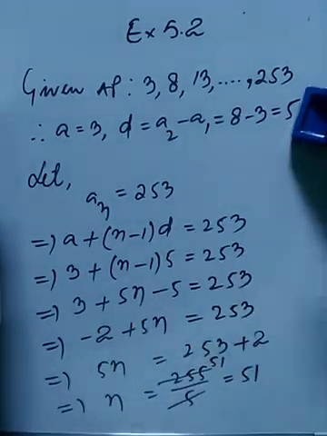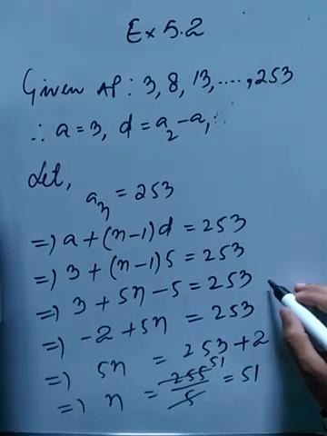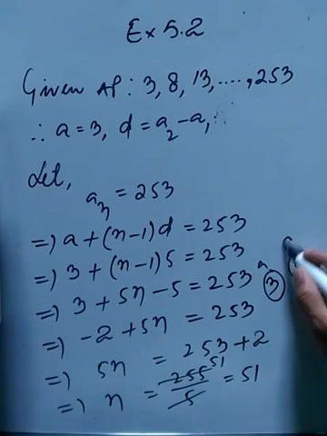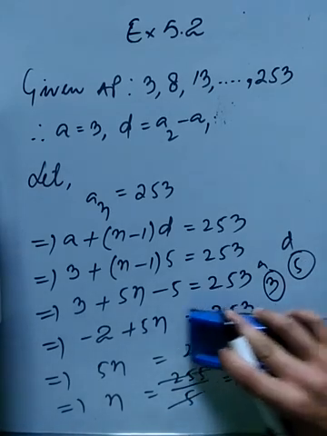Therefore, here the first term is 3 and the common difference is 5. Here a is 3, d is 5. So let me wrap all this up now.